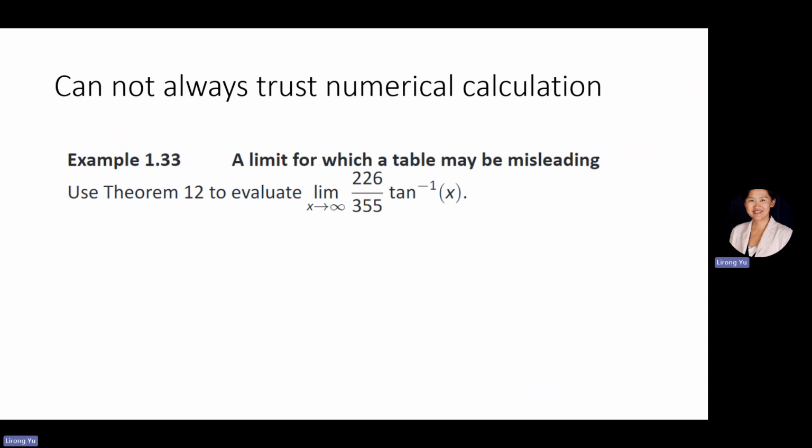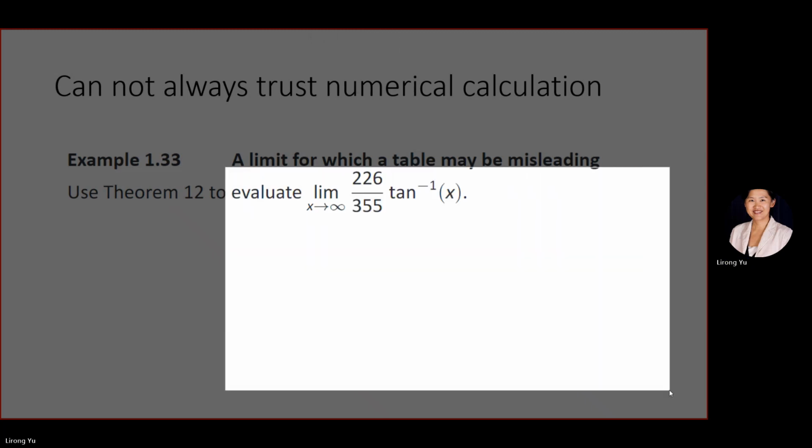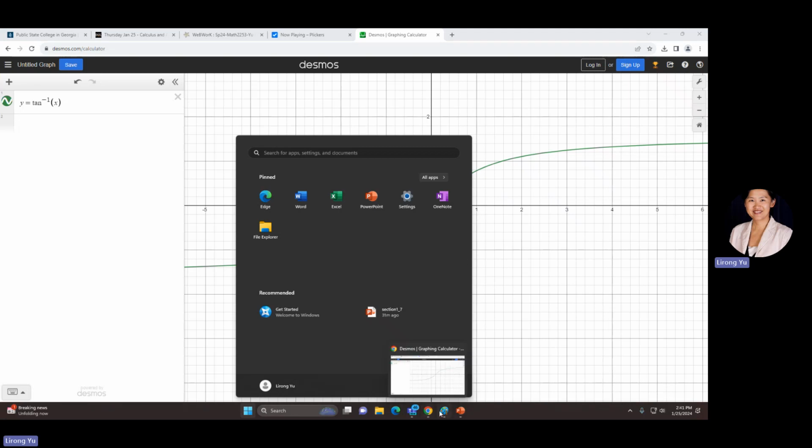All right. So this is a tricky example to illustrate that we cannot trust the numerical calculation all the time. We do use numbers to try to find out roughly what the limit is. So sometimes the calculation might not be correct. For example, this one, if we try to use a number, this is actually a special number. Let's see what the value is supposed to be.